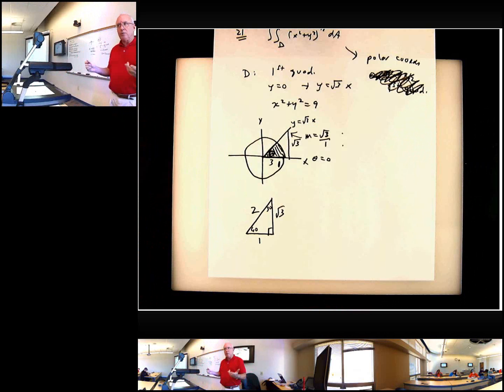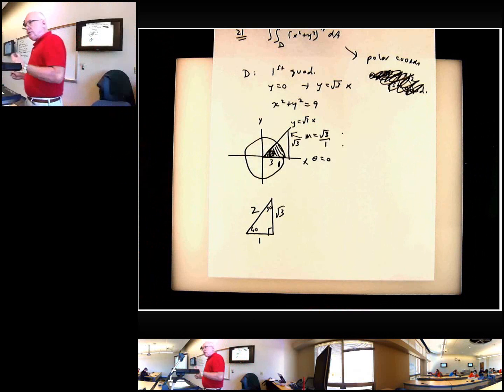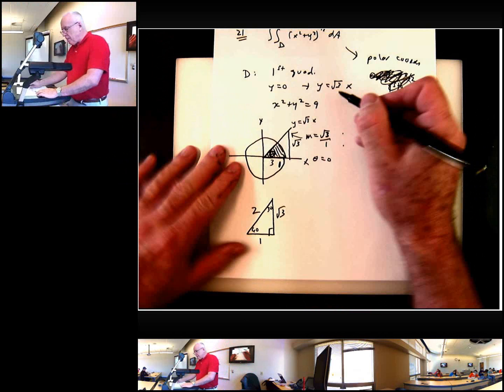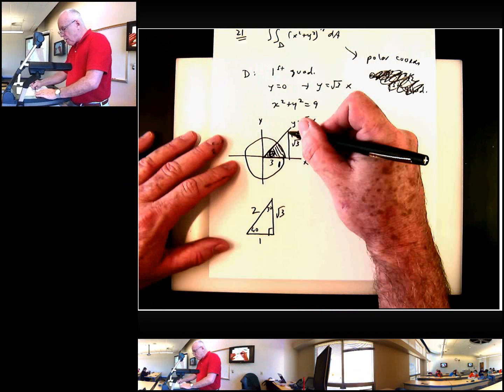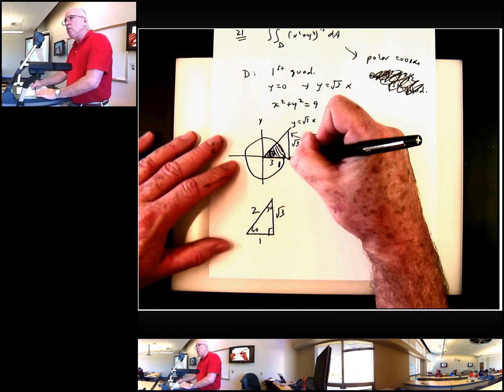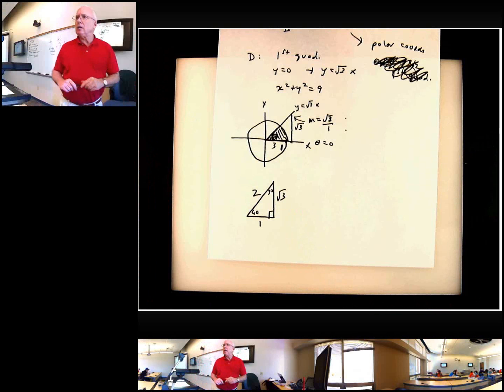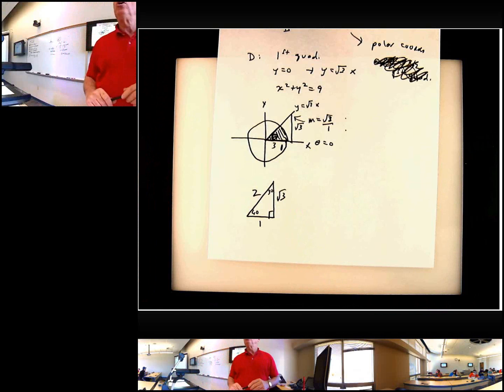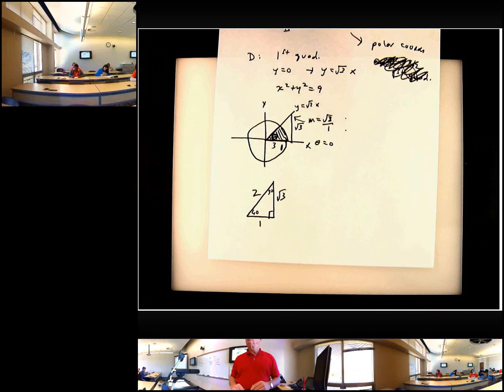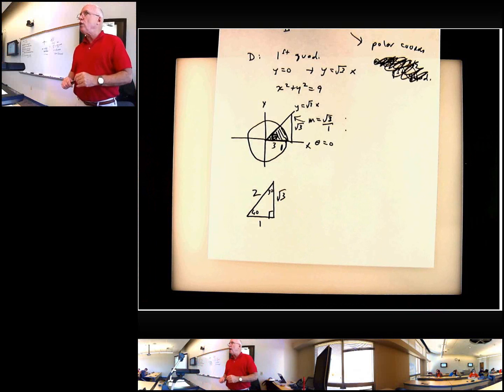It's pi over 3. Do you see by the fact that we've got that slope where it's square root of 3 up, 1 over, we can draw this triangle and get that angle. So the slope always is the y over x. Yes, slope is change of y over change in x.